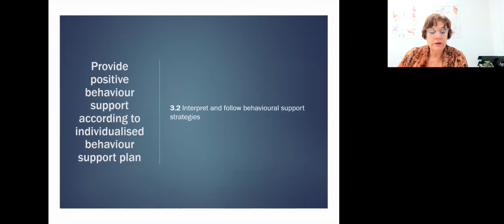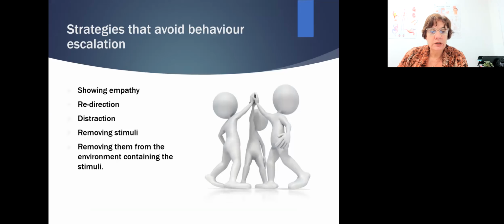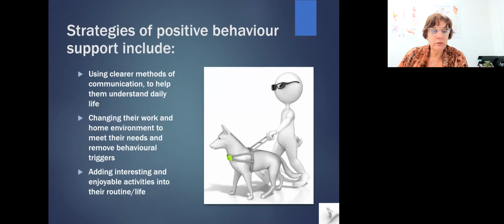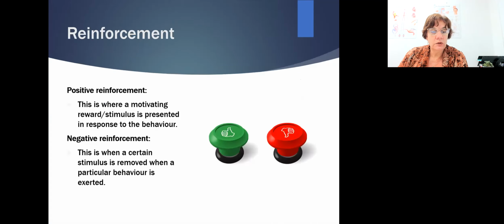Interpret and follow behavior support strategies. Strategies that can help avoid behaviors escalating are showing empathy, redirecting and distracting them, removing the stimuli, and removing them from the environment. Strategies for positive behavior support can be using clear methods of communication to help them understand daily life, changing their work and home environment to suit their needs and remove the triggers, and adding interesting, enjoyable activities to their plans.